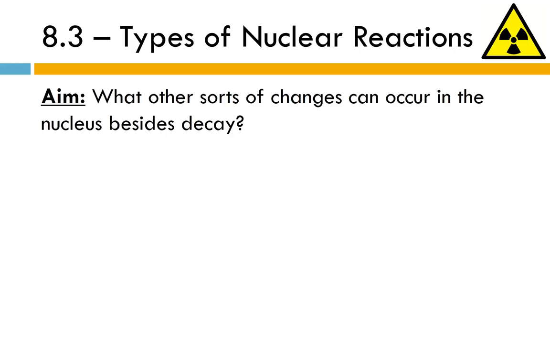Today, we're going to look at the other types of changes that can occur in the nucleus besides just the natural decay or natural transmutations that we were talking about on Screencast 8.2.